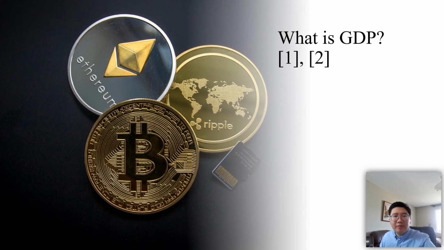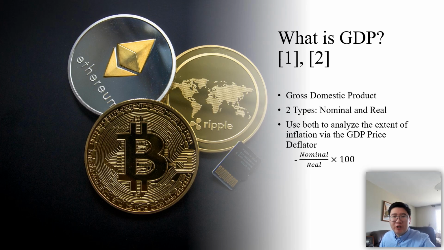Limitations of GDP. So what is GDP? GDP stands for Gross Domestic Product, which is the value of all things produced in a country and during a certain period of time. There are two types. Firstly, there is nominal GDP, which is all goods and services valued at the current prices, which is useful for comparing GDP within the same year.